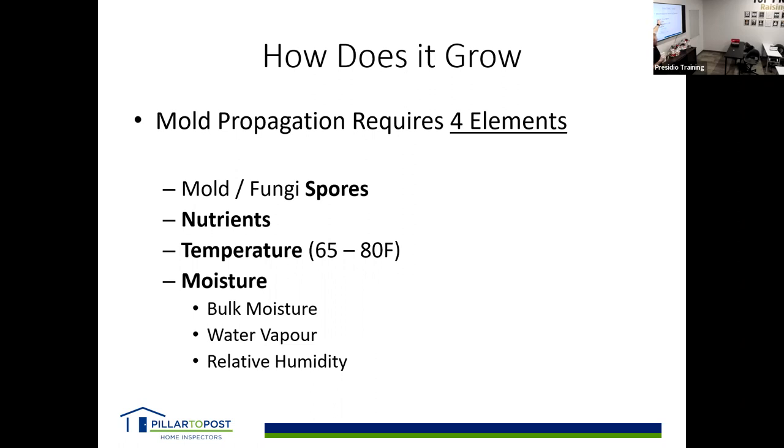We can't really do anything about the top three. The only thing that we can control is moisture. Mold needs moisture of some sort to grow. One thing we often hear is, well, we're in a desert, so that's why we don't have as much mold problem. Yes, that's kind of true, because we don't have to worry about high humidity always causing dampness. But we still have other forms, and relative humidity is still an issue here in Utah.